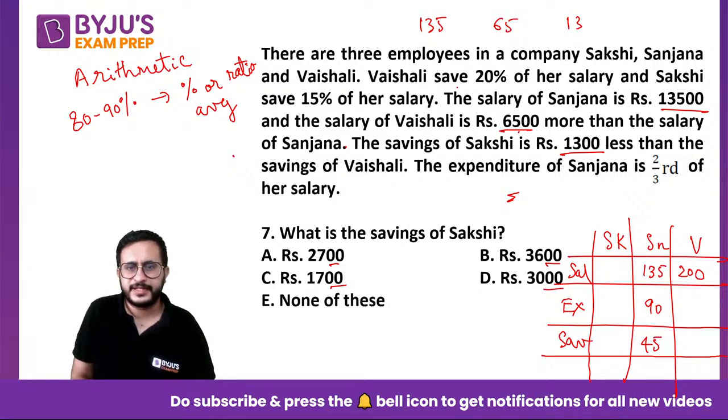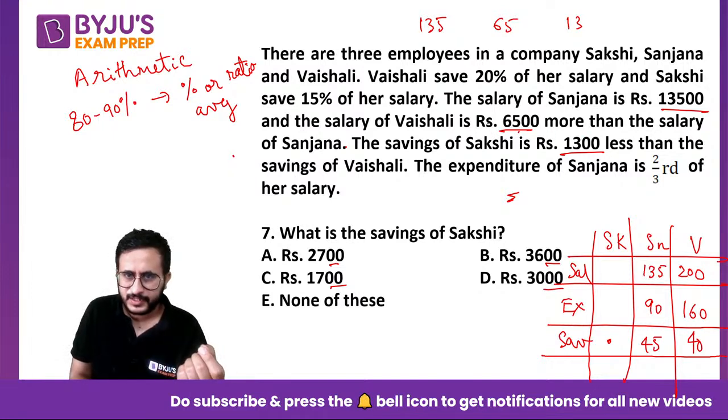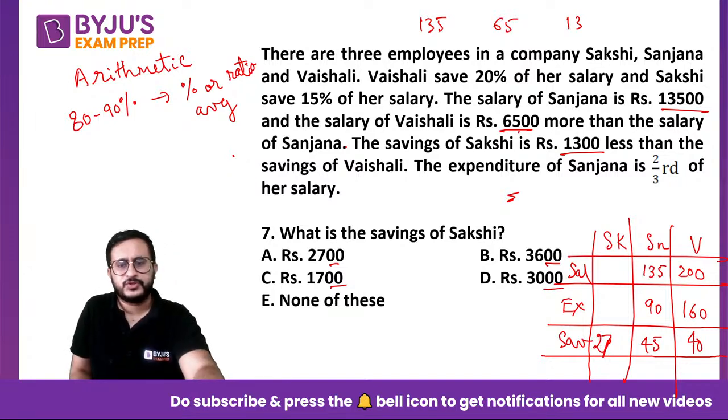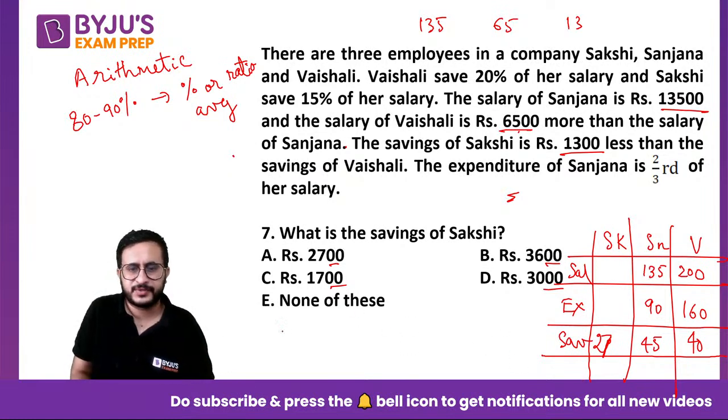So now let's go to the first sentence. Vaishali saved 20% of her salary. So 20% of 200 is 40, and this will be 160. And Sakshi saved 15% of her salary. Now, some information we have missed. The saving of Sakshi is 1,300 less than the savings of Vaishali. So if it is 1,300 less, subtract 13, and we get 27. So we are getting all these values. The question is the saving of Sakshi, and you can say that it is 2,700 because we got 27.